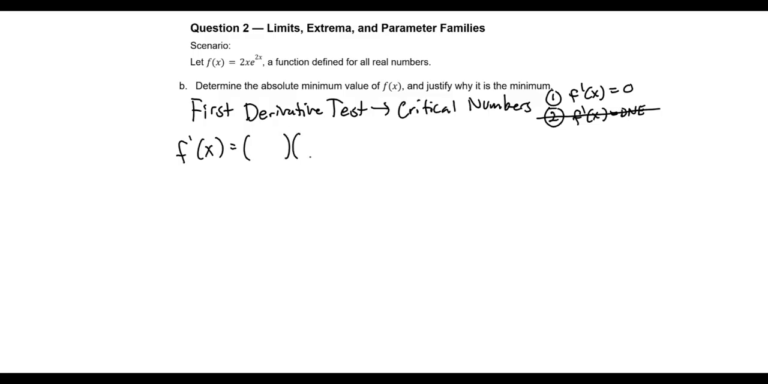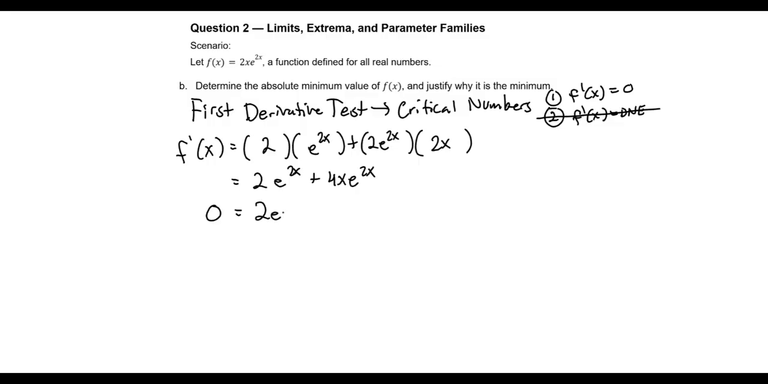We're going to need to use the product rule. So that means we're going to need the derivative of 2x times the second piece plus the derivative of the second piece, which requires the chain rule, e to the 2x times the derivative of 2x times the first piece. And because we're going to be setting this equal to 0, let's go ahead and factor. So we have 2e to the 2x times 1 plus 2x.